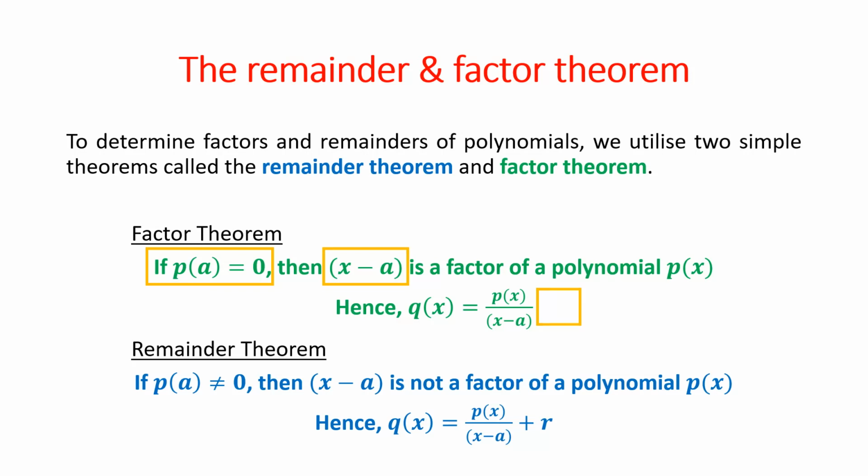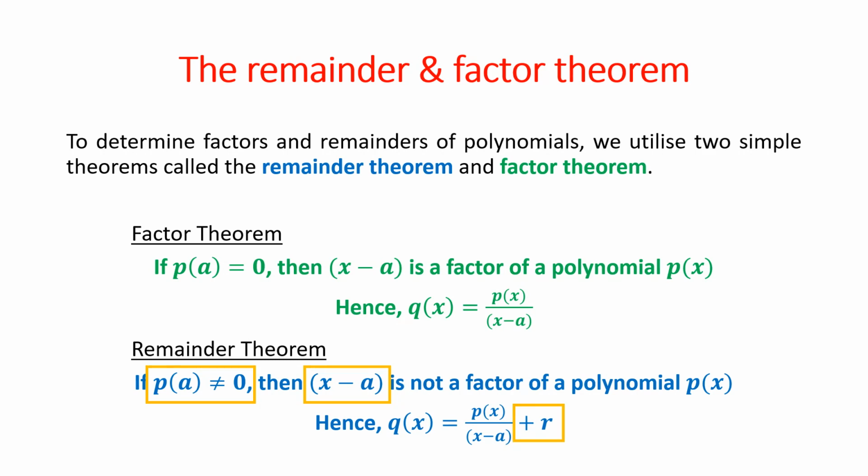If, however, I substituted the value of a into a polynomial and I did not get 0, then we can say that x minus a is not a factor of the polynomial p, and when I take the polynomial and divide it by x minus a, I end up with some remainder. Now, it's quite complicated, so let's see if I can explain this with some examples.